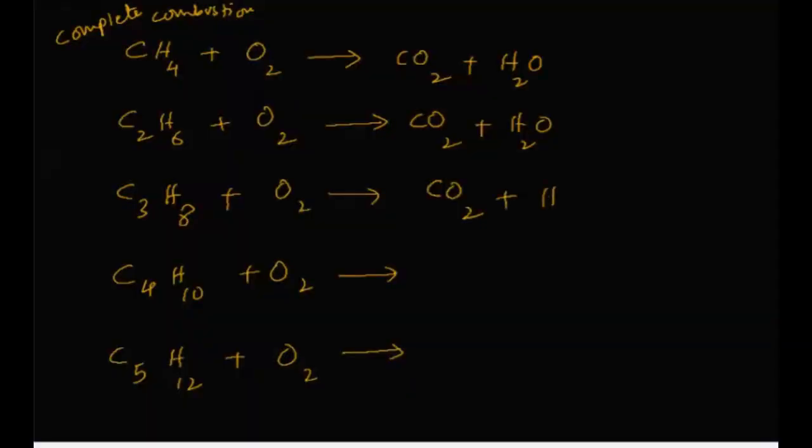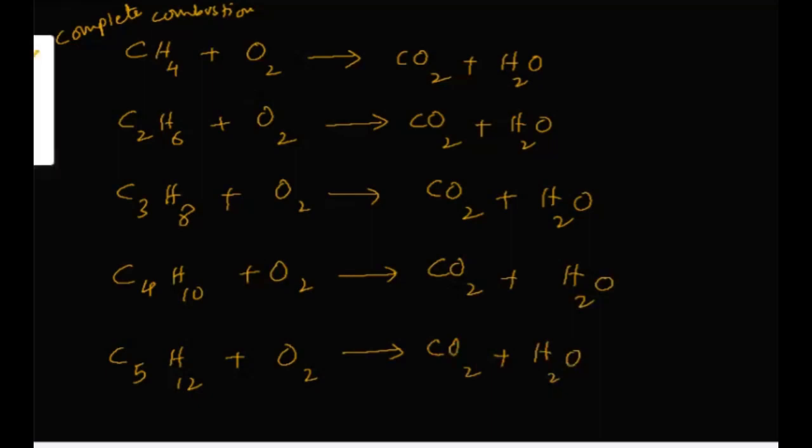form carbon dioxide and water. So students must have in their minds that the complete combustion of a hydrocarbon, whether it is an alkane or alkene, will always give us carbon dioxide and water. If it is alcohol, alcohol can also give us carbon dioxide and water on complete combustion. Now your task is to balance these chemical equations.